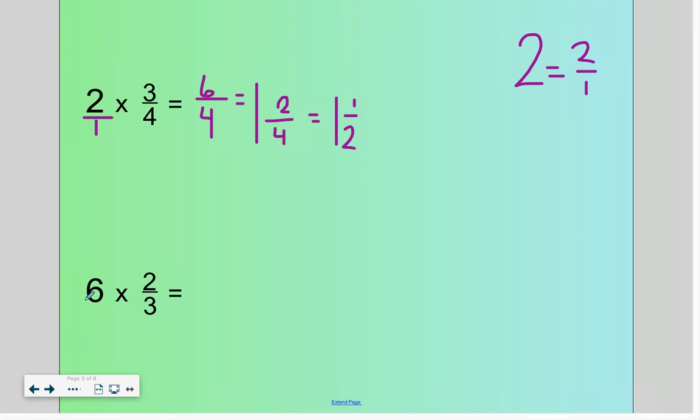6 times 2/3, 6 times 2 is 12. Keep our denominator the same. 12 divided by 3 is 4. So our answer would just be 4 wholes.